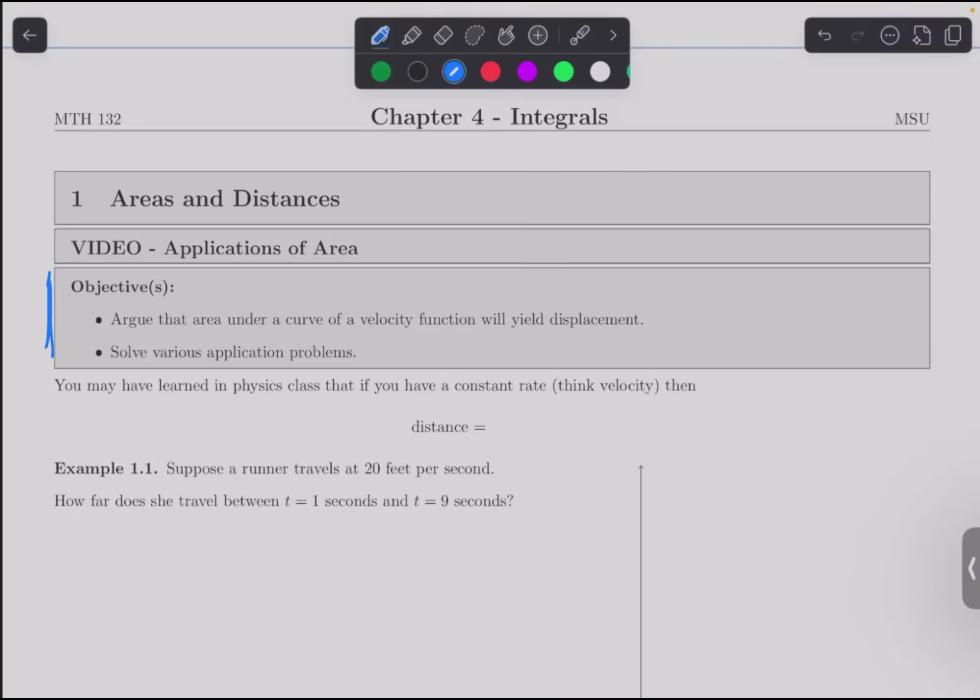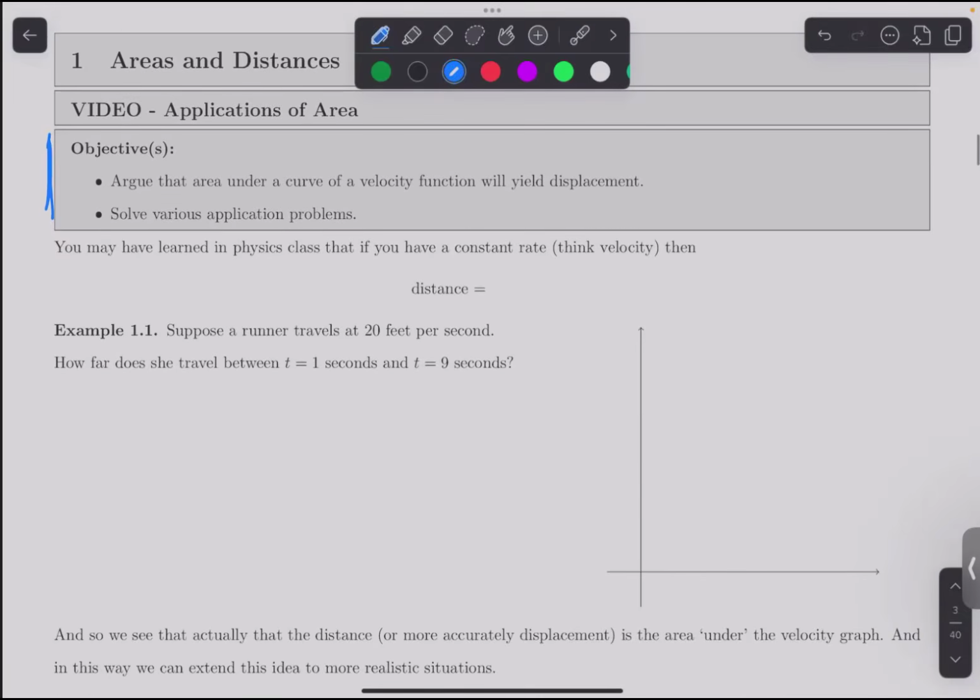And so I'd like to illustrate this with a quick reminder. Probably from your favorite physics class or physical science class, you learned that if you have a nice constant rate, thinking about velocity, a common formula is distance equals rate times time. I just want to make sure that everyone remembers this. And with that, I would like to showcase this example.